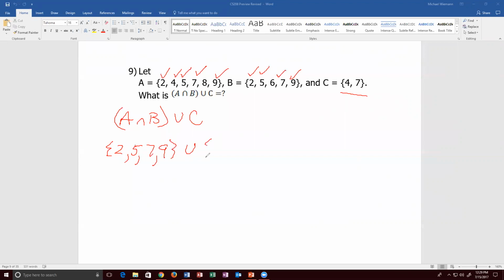Notice C has 4 and 7. For a union, you're going to list out a distinct list of all of the items. So I'm always going to write down in a union the first set, and then from there, anything that I didn't list the first go around. Now, 4 was not listed, so I write it down. Notice the 7 is already there, so I don't write that guy down again. So those 5 elements make the result to problem number 9.